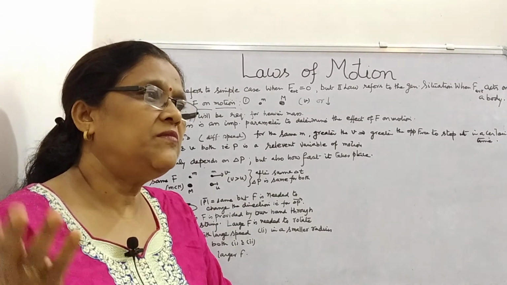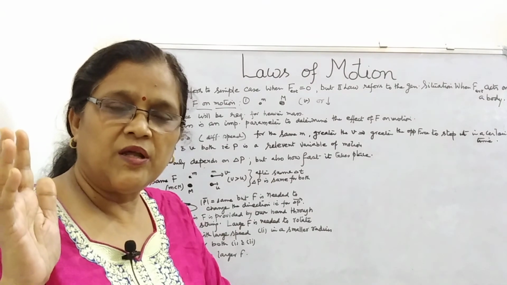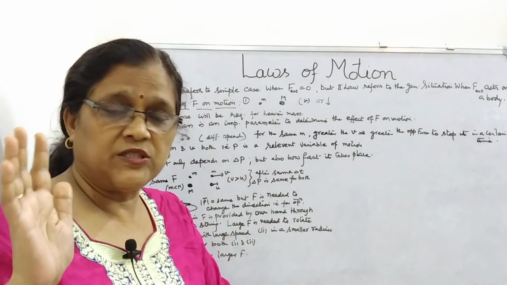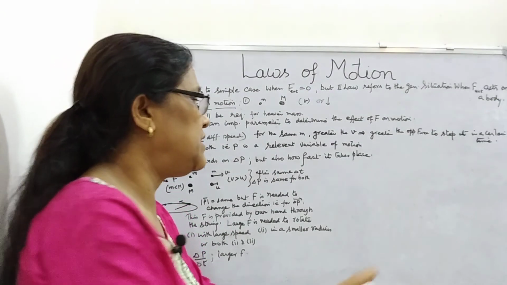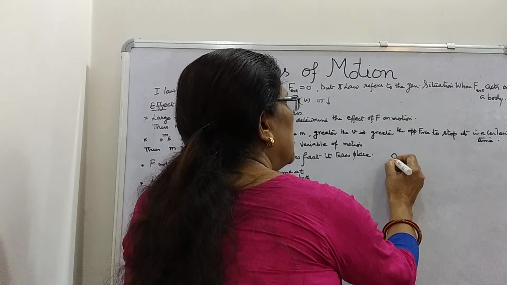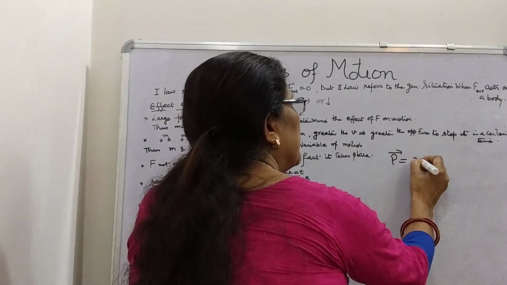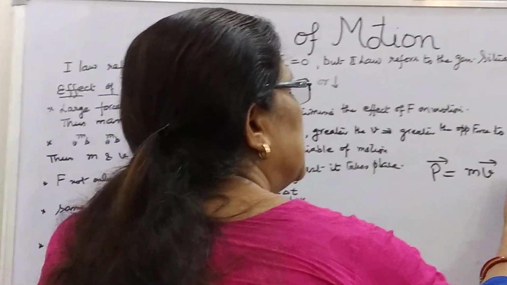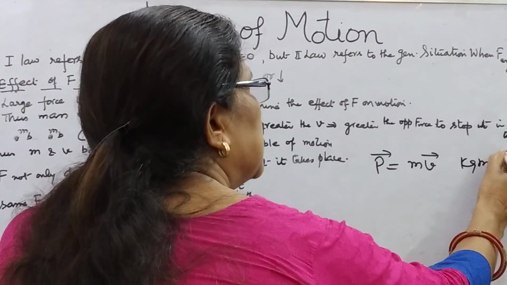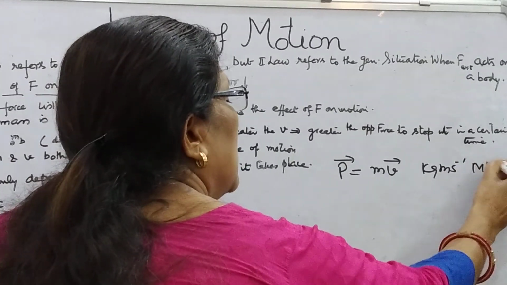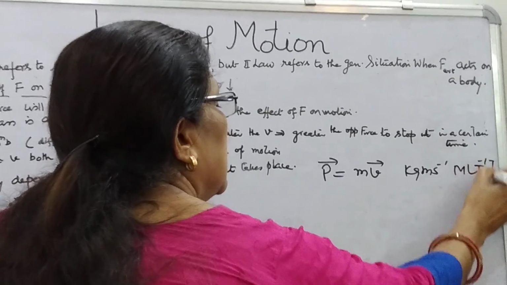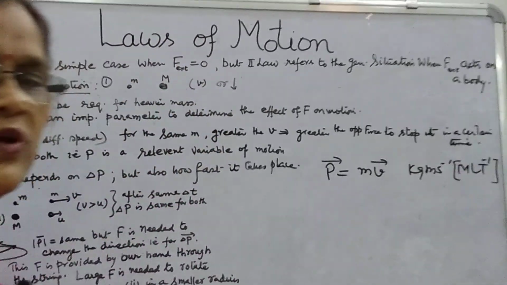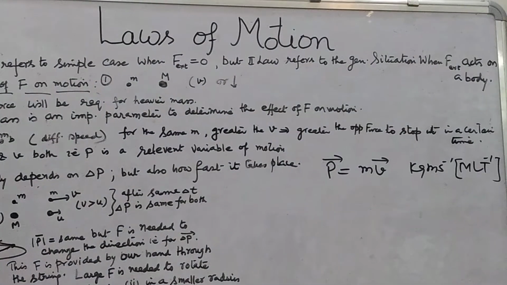If you represent momentum with P, then it is a vector quantity. Its formula is mass into velocity. So it is a vector quantity given by mass into velocity. Its unit is kg meter per second, and this is the dimensional formula for momentum.